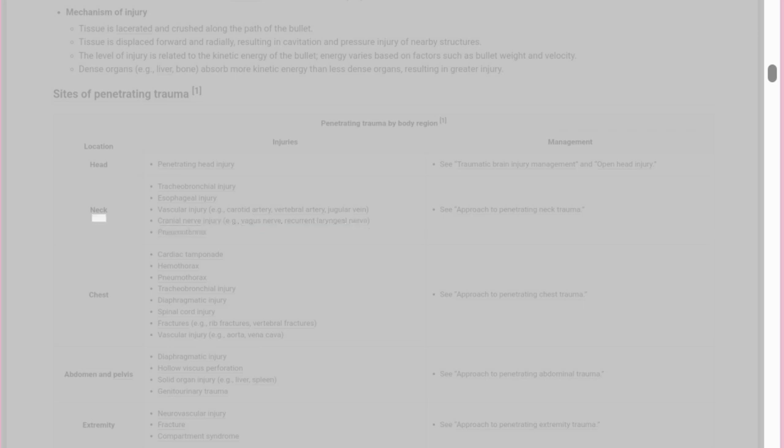Chest: pneumothorax, cardiac tamponade, hemothorax, tracheobronchial injury; see approach to penetrating chest trauma. Diaphragmatic injury, spinal cord injury, fractures, for example rib fractures and vertebral fractures, vascular injury, for example aorta and vena cava.